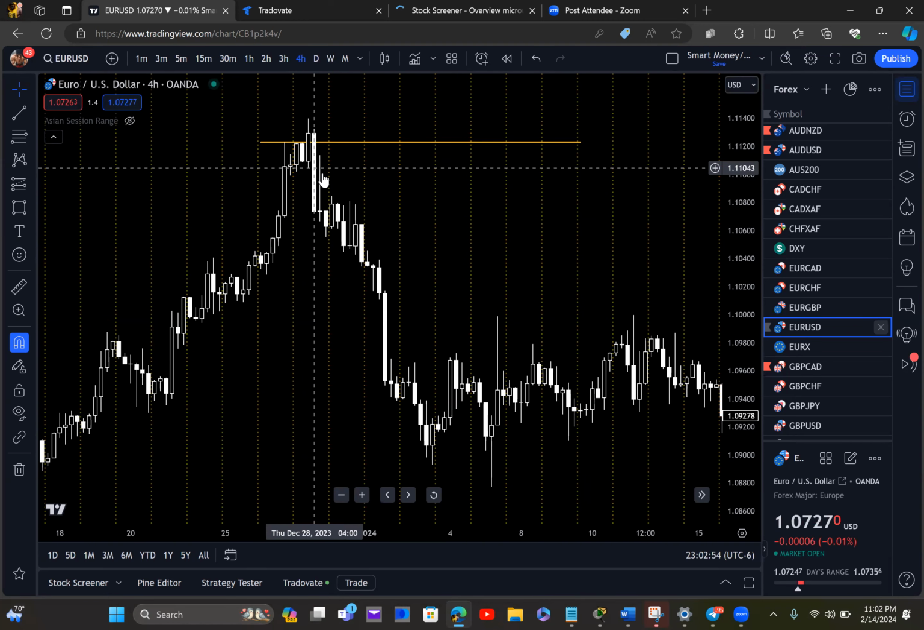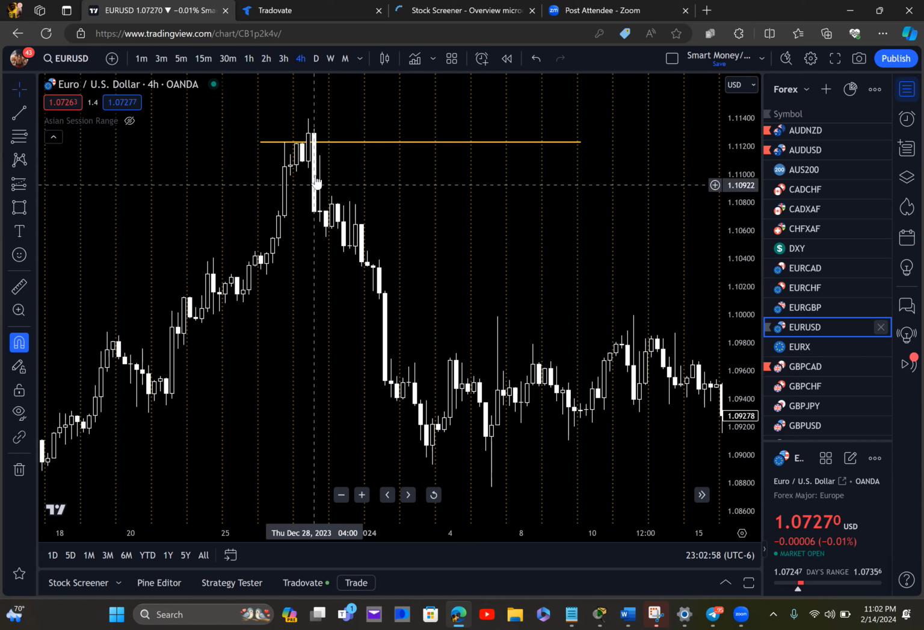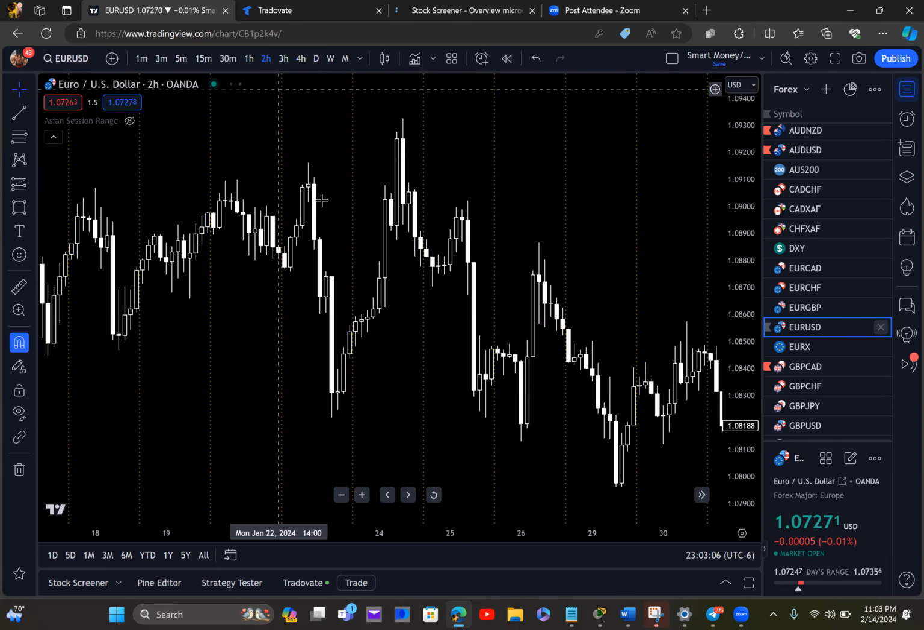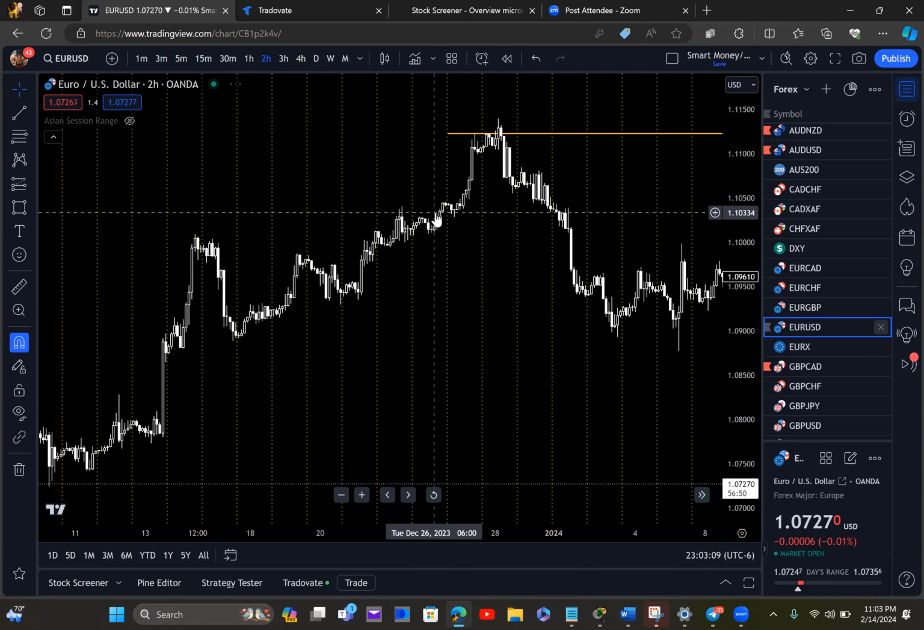I can look at this and tell you what happened. It came down, broke, created this gap, a fair value gap. Price came back up, wicked into the zone, and then dropped. All right, let's go down to the 2-hour. It's going to get more and more clear as we drop down the time frames.